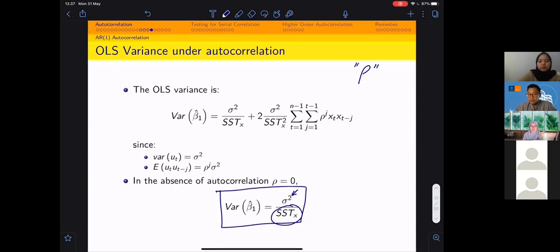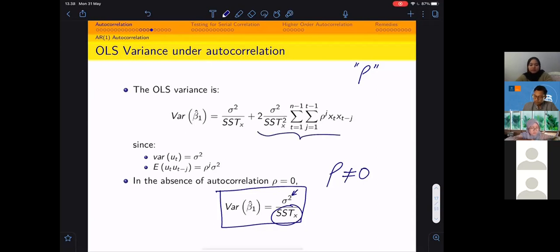However, the formula for the variance assumes that there is no autocorrelation. So what would happen if there is a serial correlation in the data? In particular, what would happen if rho is non-zero? It could be positive, it could be negative as well. Well, the answer is the following.